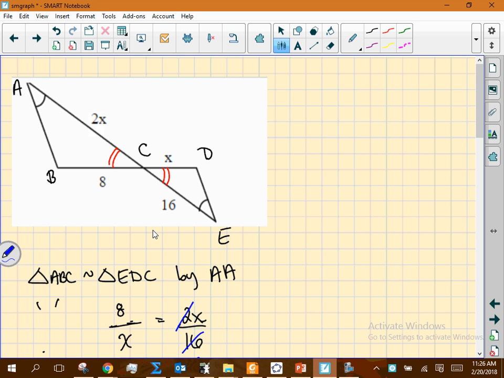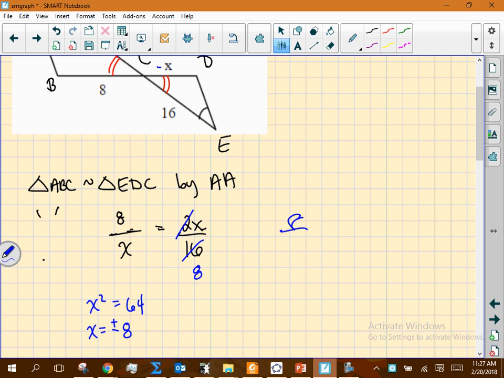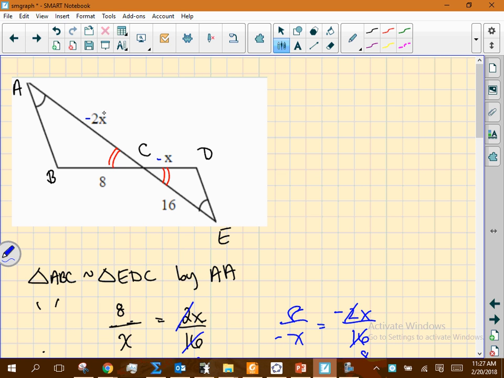Okay? For instance, if they start the problem off with this being negative 2x and this being negative x. Now when I cross multiply, I would have 8 over negative x is equal to negative 2x over 16. Well, the 2's still cancel, leaving me 8 there. Now I would get negative x times negative x gives me x squared again, right? Equals 64. x is equal to positive and negative 8. But now, if I plug it back in, can it be positive 8?